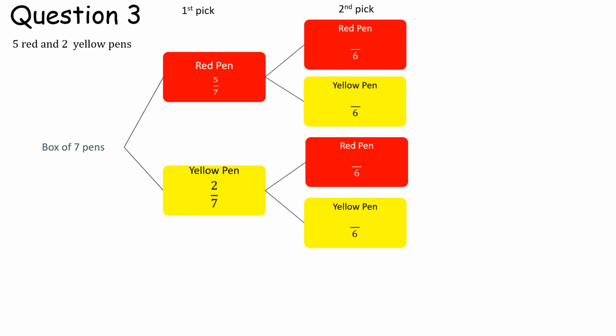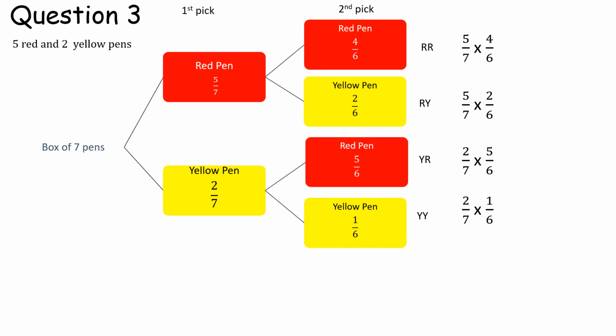If we picked a red pen the first time, then we now only have 4 red to pick from. If we picked a red pen the first time, the number of yellow pens hasn't changed, so we still have 2 yellow pens in the box to choose from. If we picked a yellow pen the first time, we still have 5 red pens in the box to choose from. However, if we picked a yellow pen the first time, we now have just 1 less yellow pen in the box, so we only have 1 yellow pen to pick from. The combinations of pens being picked are red red, red yellow, yellow red, or yellow yellow. These are the calculations that need to be made following along the branches.